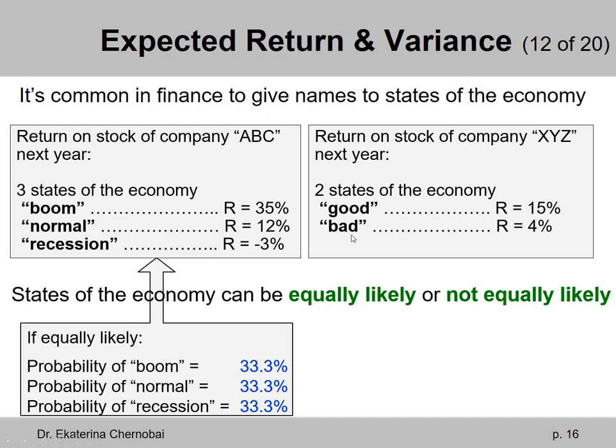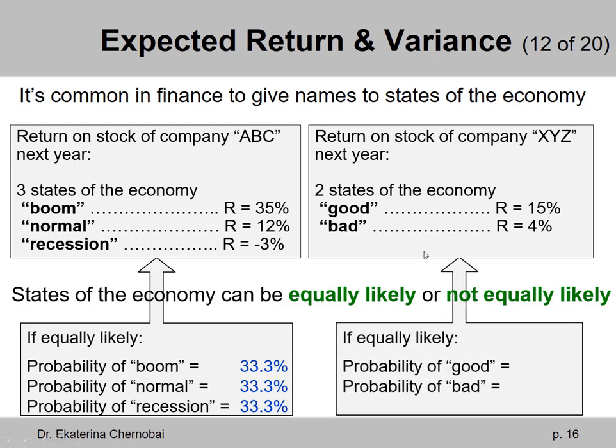In the other example with just two states of the economy, good and bad, if they're equally likely, then it's a 50-50 chance. So 50% getting a 15% return, the good state of the economy, and a 50% equally likely possibility of making a 4% return, the so-called bad state of the economy.